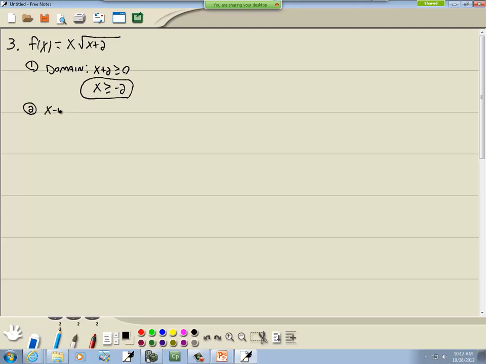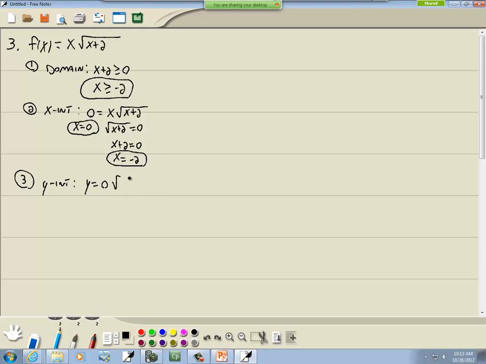Okay, our x-intercept. You always plug 0 into the other variable, so I plug 0 in for y. So we get 0 is equal to x times the square root of x plus 2. Whenever you have a 0 on one side and the other side factored, you set each factor equal to 0. So I'll set x equal to 0, and I'll set the square root of x plus 2 equal to 0. Now x equals 0 is done, so it passes through the origin. This one, I can square both sides, and you get x plus 2 equal to 0. Take 2 over, and we get negative 2. That's where our domain starts, so it looks like it touches the x-axis there also. Okay, our y-intercept. You always plug 0 into the other variable, so I'll plug 0 in for x. So I've got y is equal to 0 times the square root of 0 plus 2, or y is equal to 0.